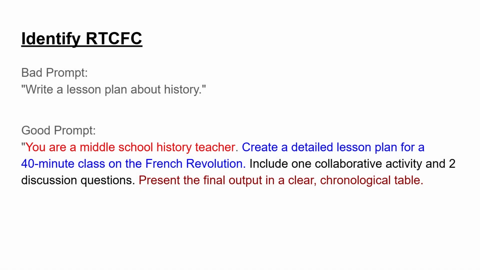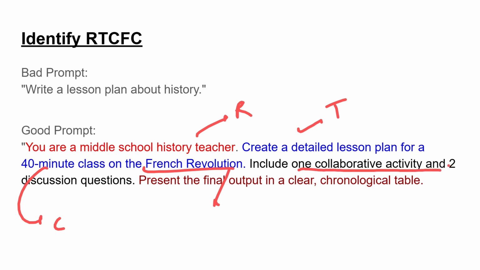So you are a middle school history teacher is a role. Create a detailed lesson plan for a 40-minute. So this is the task. 40-minute can also be considered as a constraint. It's not necessary that all things need to be in a proper order, but try to include all these elements. Sometimes the order may go here and there. This is the topic. Include one collaborative activity and two discussion questions is the clear-cut task. Present the output in a chronological table. So this is the format.